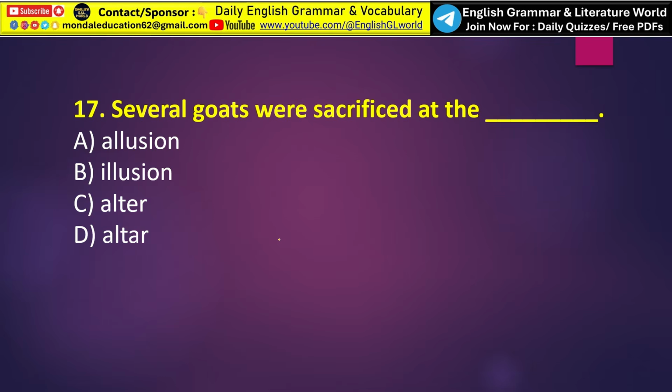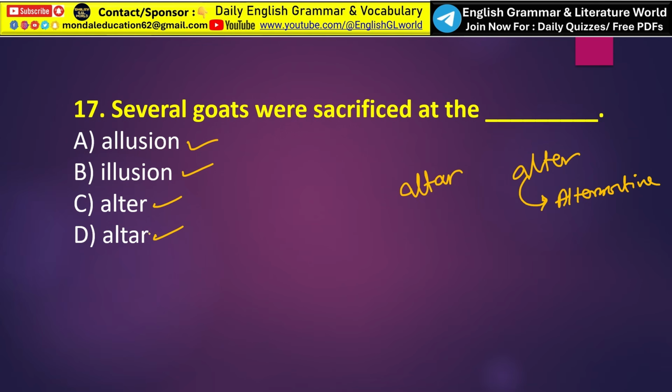Okay, next. Several goats were sacrificed at the dash. So now, is it illusion, alter, or altar? Which one is correct? Actually, several goats were sacrificed at the place, and that is called altar. Okay, not alter. The word alter means to change. So here alter is completely wrong. The correct answer is option D, that is altar. Altar means a sacrificial place for religious purposes.